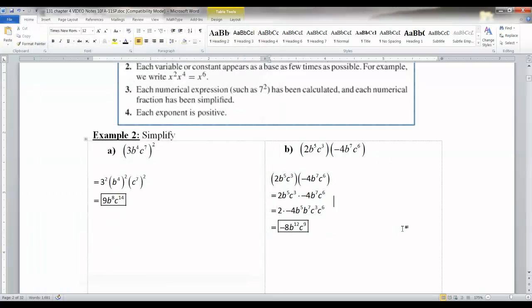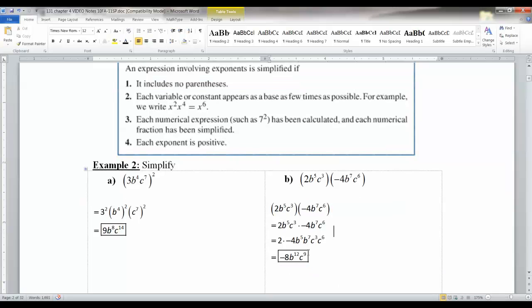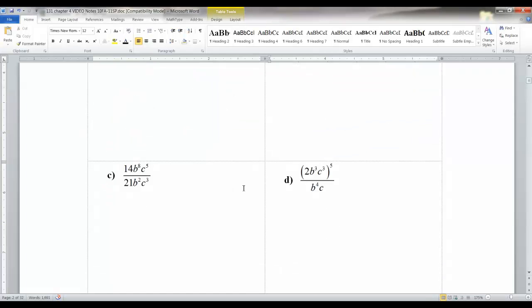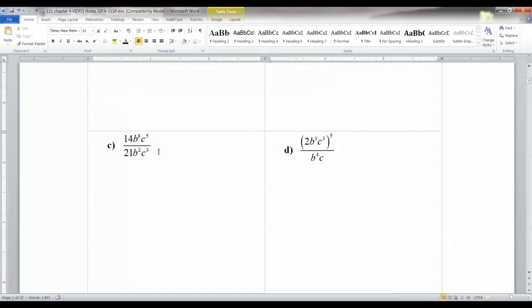Now, you've satisfied everything you need to. Every letter occurs only once. There's one b, there's one c. All the exponents are positive. Your number's been calculated to be negative 8. There's no parentheses in the problem. So we're good. All right, let's move on to C.